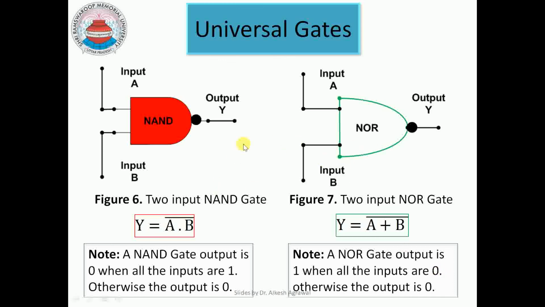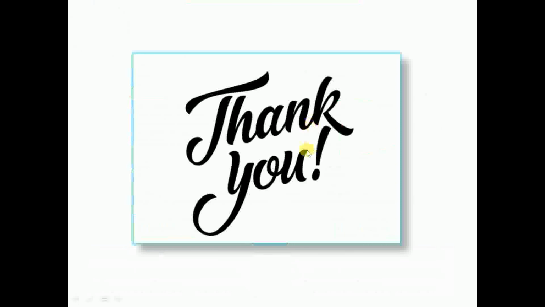Why they are called universal gates, we'll discuss in next lecture, but I'll give a hint that through NAND and NOR gate, we can implement all the three basic gates, that is an OR gate, an AND gate, and an inverter gate. And because we can implement all the basic gates, that is why these NAND and NOR gates are being termed as universal gates. Thank you. This is all about this lecture.